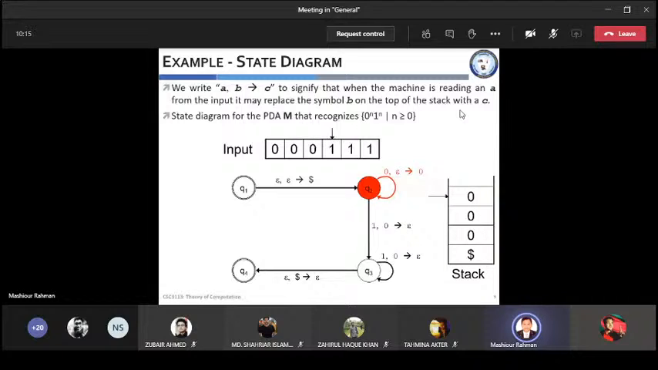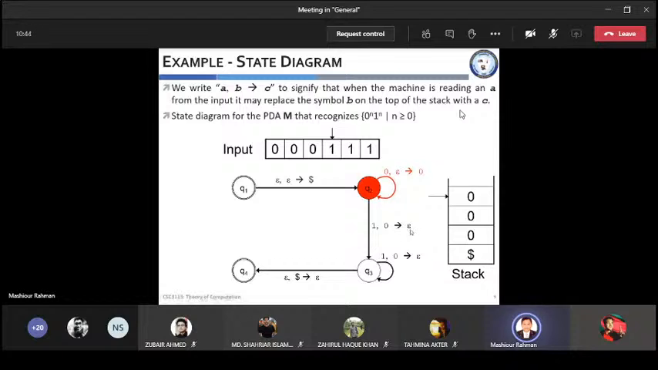Now we have the input 1. From Q2 using input 1, there is only one transition, which is going from Q2 to Q3. So we take this one, and it says that if there is a 0 on the top of the stack, we pop that 0 and we push nothing.